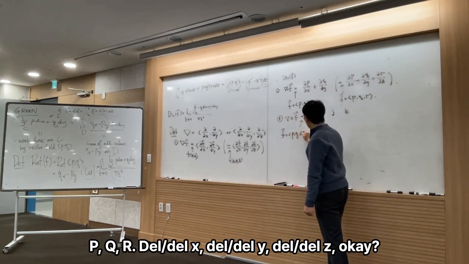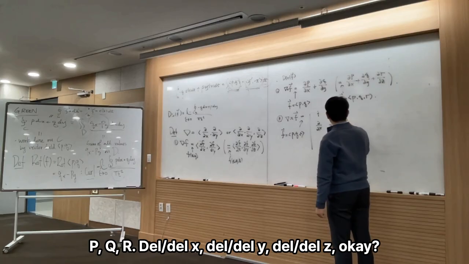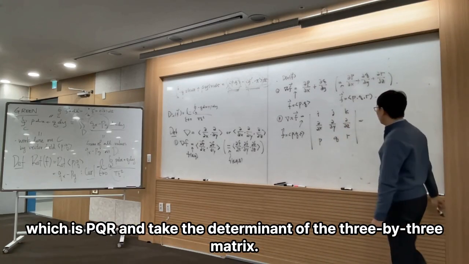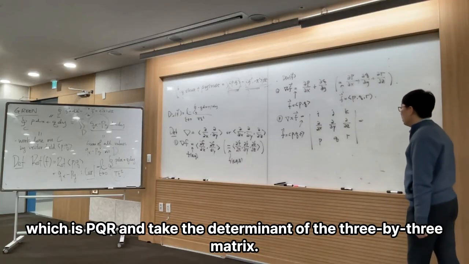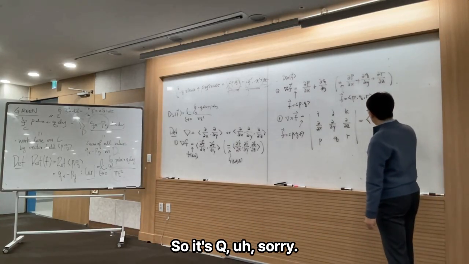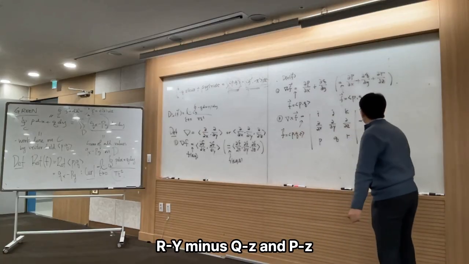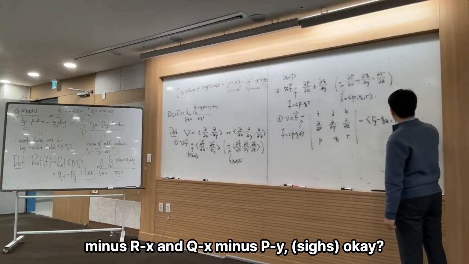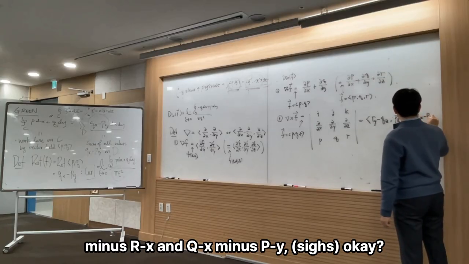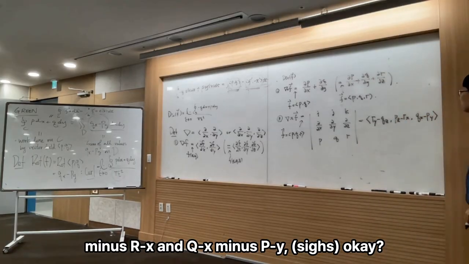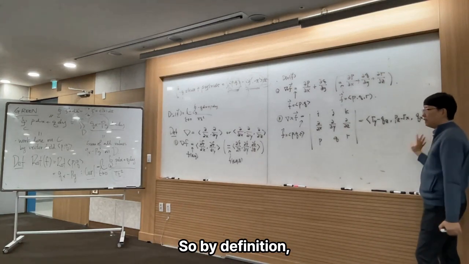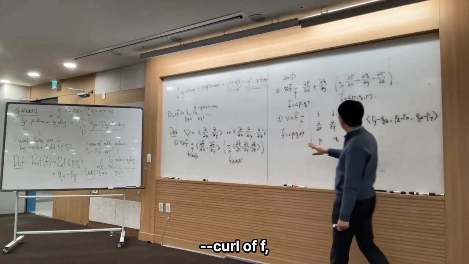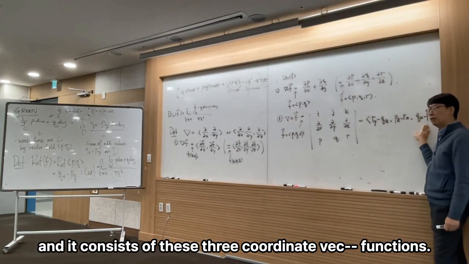So ∂x, ∂y, ∂z, and next put the coordinates of F, which is P, Q, R, and take the determinant of the 3 by 3 matrix. So it's R_y minus Q_z, and P_z minus R_x, and Q_x minus P_y. Okay, so by definition, this is called the curl of F, and it consists of these three coordinate functions.